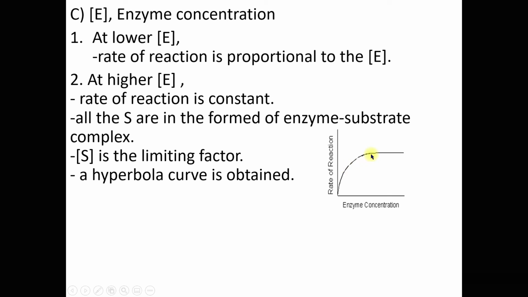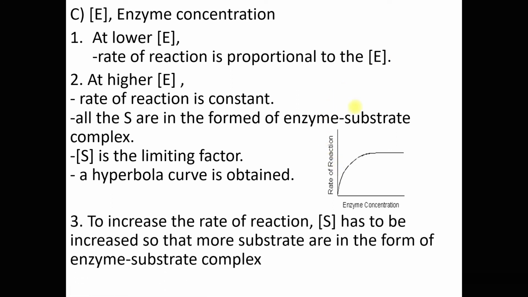At higher substrate concentration, this is what we will get. The rate of reaction is constant. Velocity is constant. Why? Because all the substrate are in the form of enzyme substrate complex. So the substrate concentration becomes the limiting factor, and a hyperbola curve is obtained when rate of reaction is plotted against the enzyme concentration.